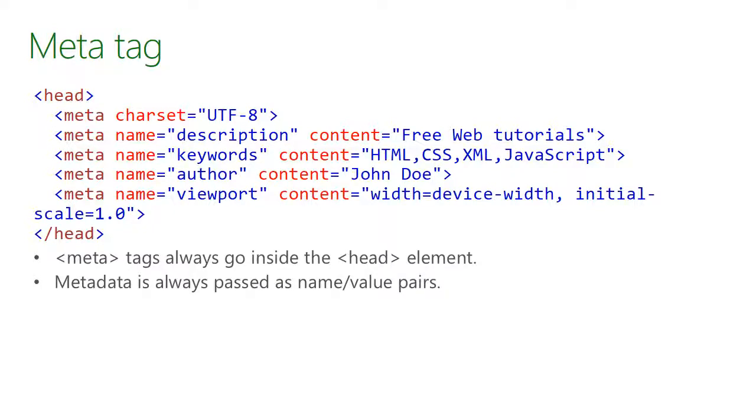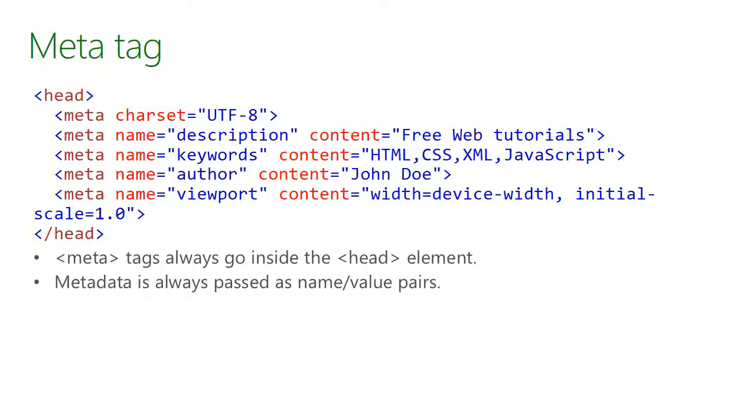Okay, so we've got a meta tag. Meta tags are always included within the head tag, or nested within the head tag. And the metadata is always passed as name value pairs. So just name is description. So the name in this case would be name, and then the value is obviously description.